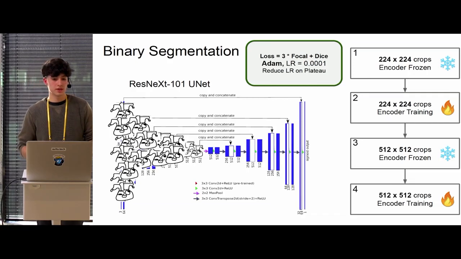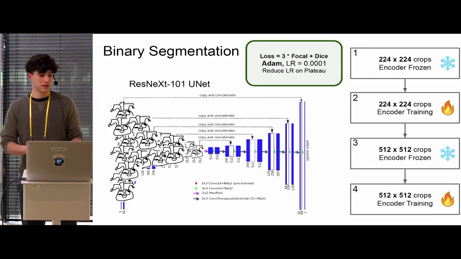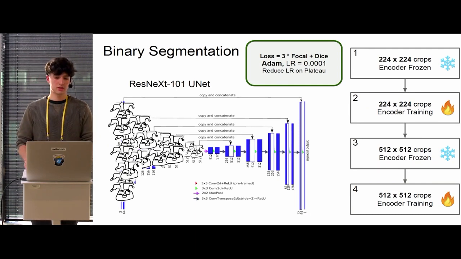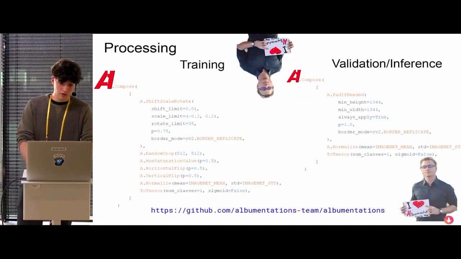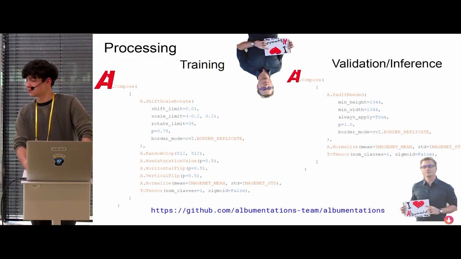I trained the model to optimize a weighted sum of focal loss and dice loss. These losses work great because the areas of road and negative pixels are quite unbalanced, and these losses deal great with class imbalance. And for every stage, I used Adam optimizer with default learning rate, reducing it every time the validation score stops improving.